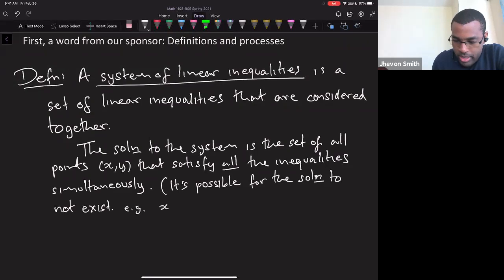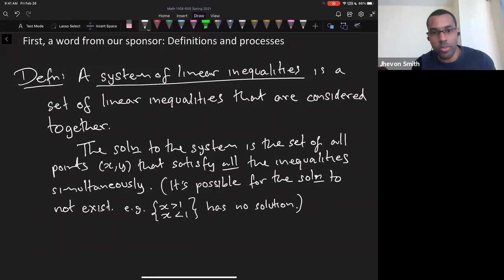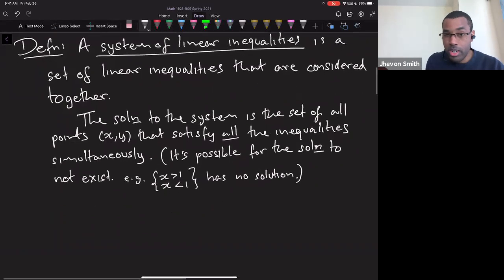So for example, if I say, here's my system of linear inequalities, x is strictly bigger than 1 and x is strictly less than 1. That's my system. That has no solution, right? There is no set of points that could fulfill both of these requirements at the same time. So it's possible for there not to be a solution.